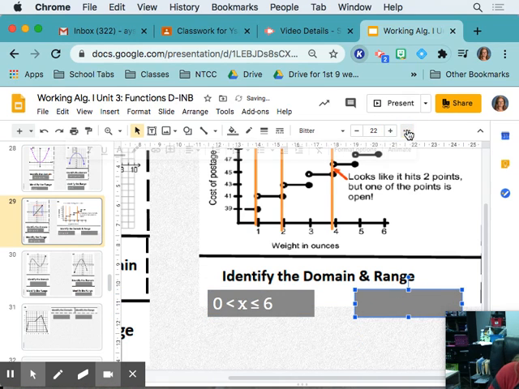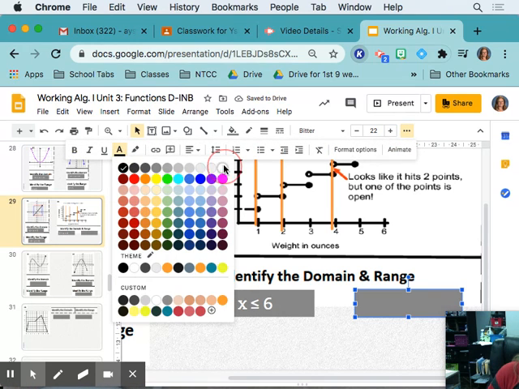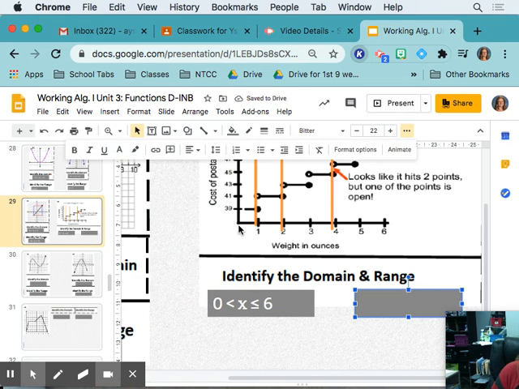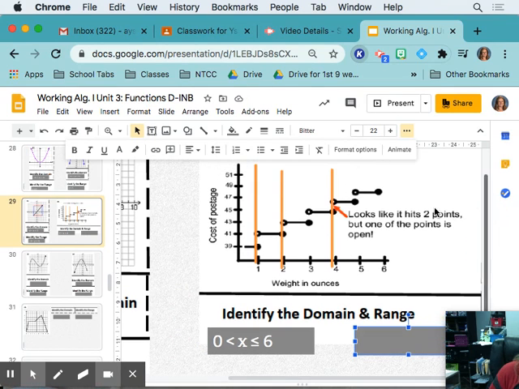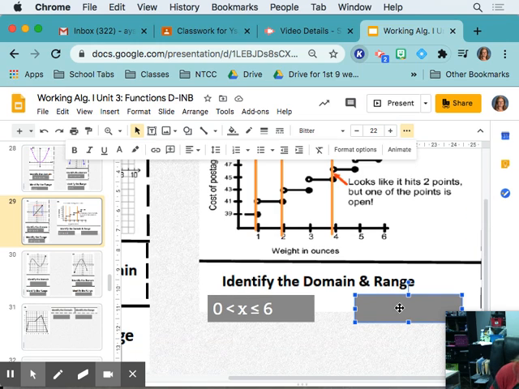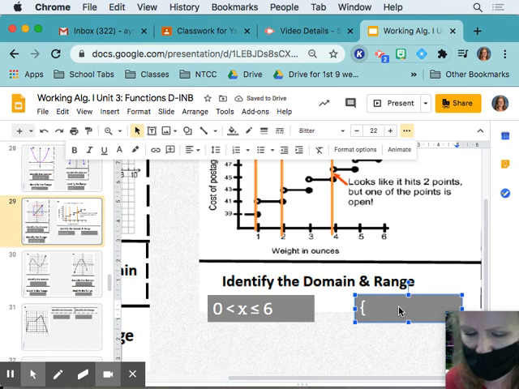Okay, and now the range is our y's. What are the values that y can be? Let's look at our y-axis. 39, 41, 43, 45, 47, and 49. It's not continuous, so we are just going to list the numbers that y can be as a set. So we'll use the brace that is right beside the P, shift, and then hit the key right beside the P, the bracket, but it's a brace.